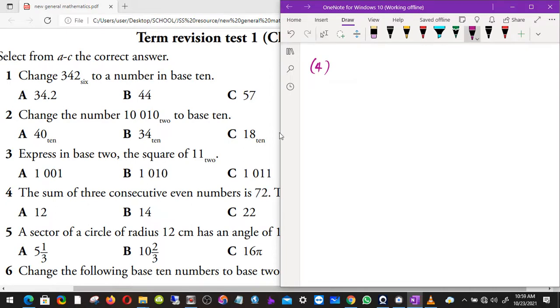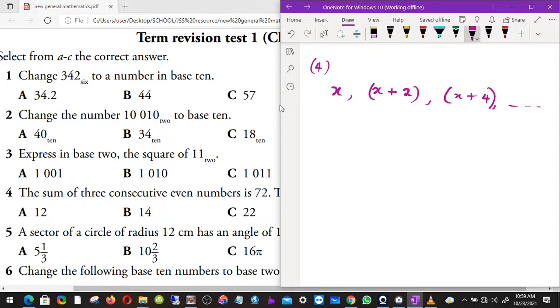The sum of 3 consecutive even numbers. Please, what are even numbers? Consecutive even numbers. If the first even number is x, what will be the next one? x plus 2. If the first even number is x, the next will be x plus 2. The next will be what? x plus 4. In that order, right? The next x plus 6, the next x plus 8.